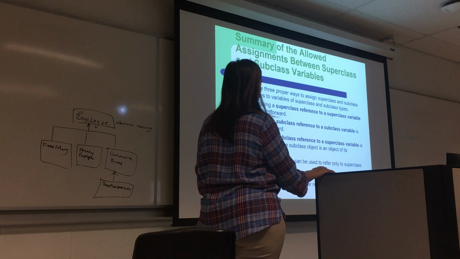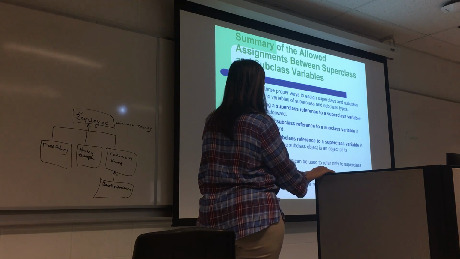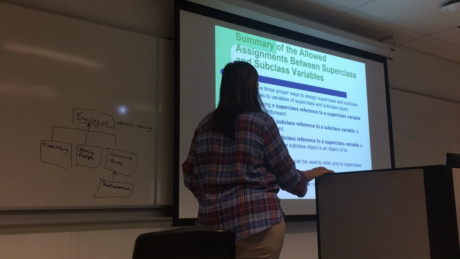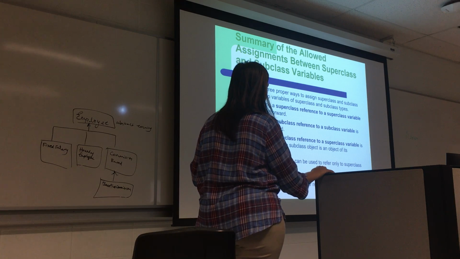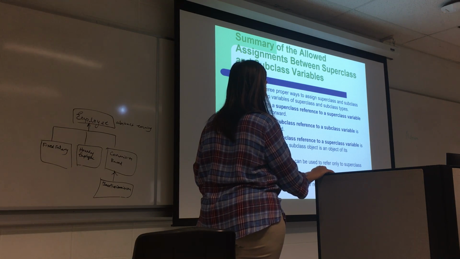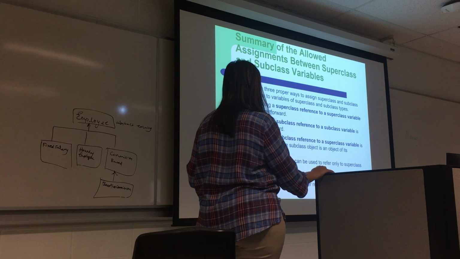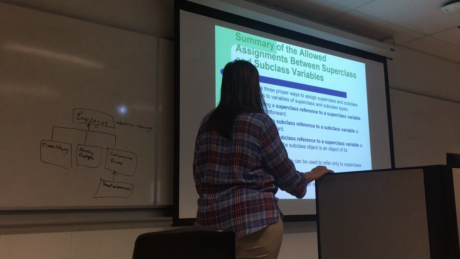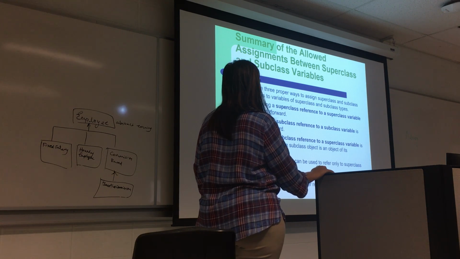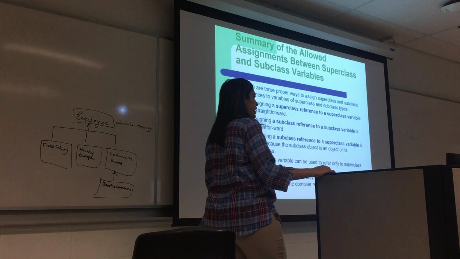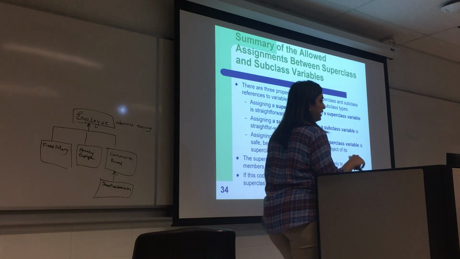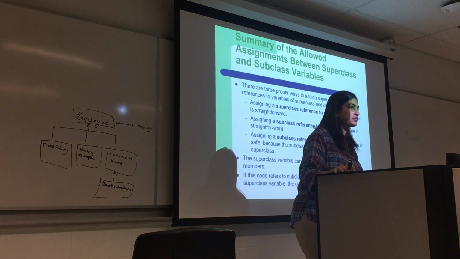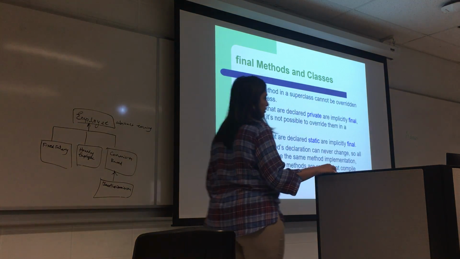Assigning a subclass reference to a superclass variable is safe because the subclass object is an object of the superclass. Now the superclass variables can be used to refer to only superclass members. If this code refers to subclass-only members through the superclass variables, the compiler reports errors. And when we try to typecast that, it's going to give a ClassCastException at runtime, right?